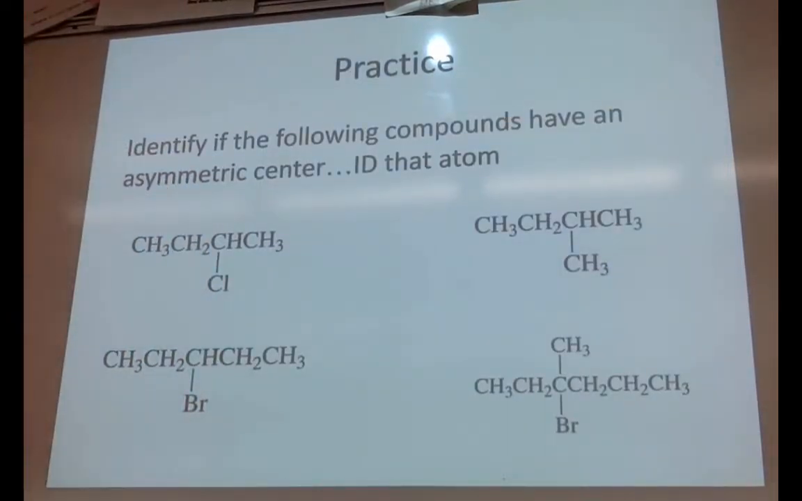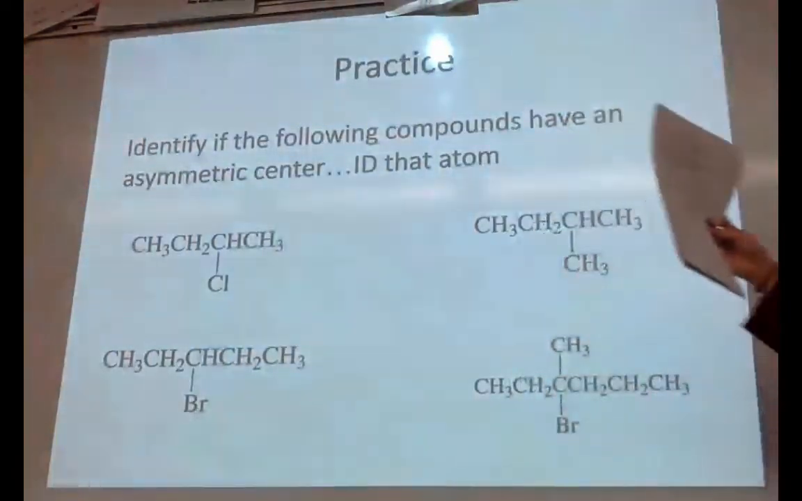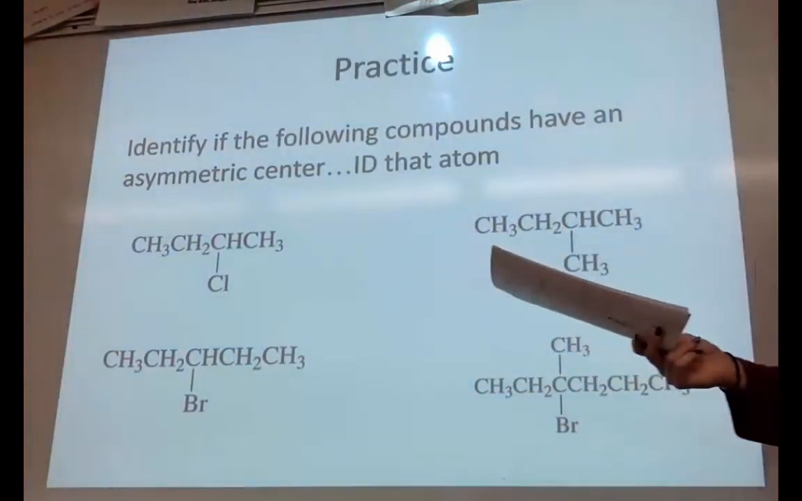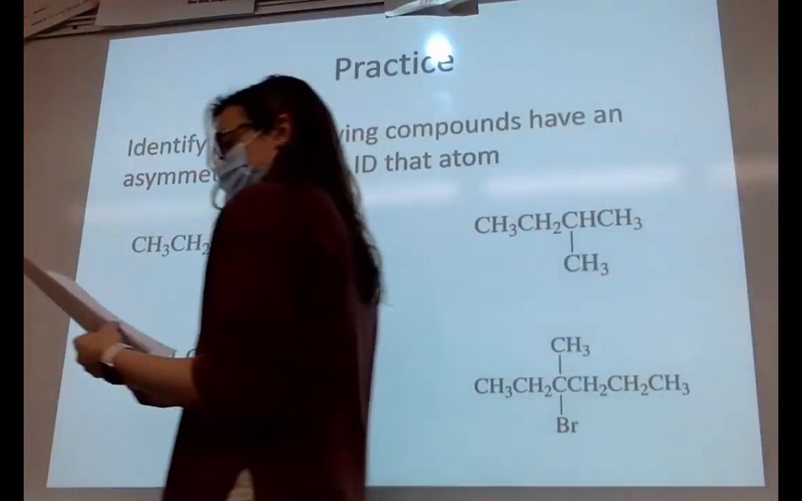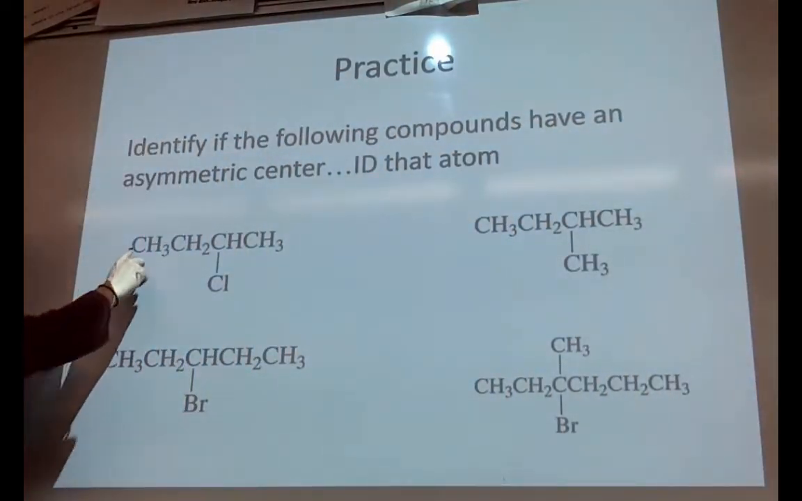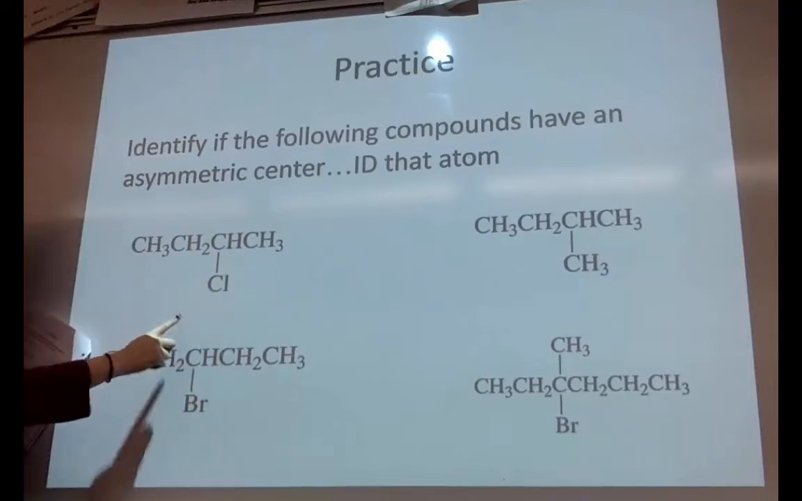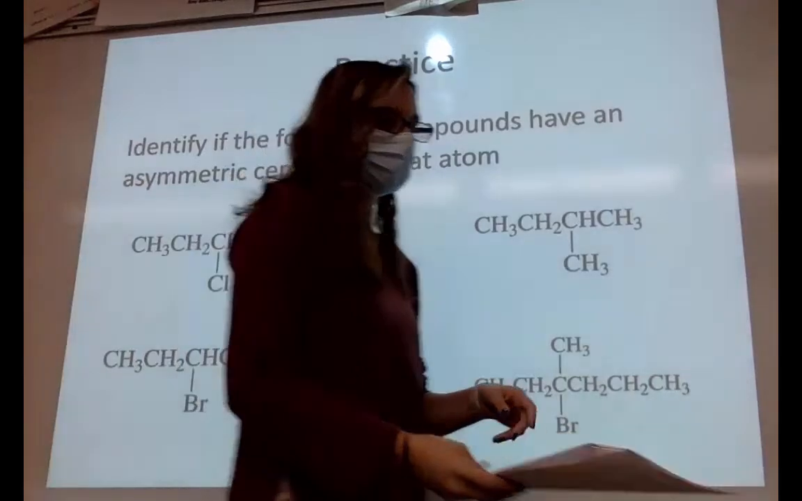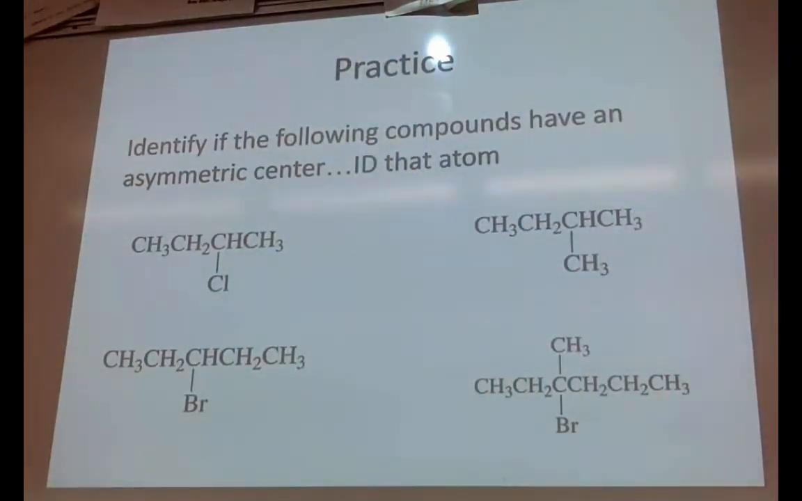Okay, here is some practice. Work with a small group, people around you. All I want you to do is identify whether the following compounds have an asymmetric center. Do they have a chiral center? If so, identify it. You can put a little star next to it. For example, if you notice that the first one has a chiral center, just put a little star next to it. Remember, you're looking for four different groups.